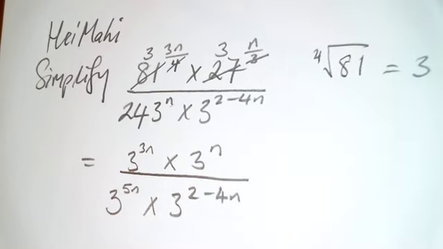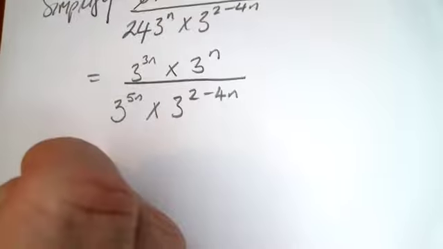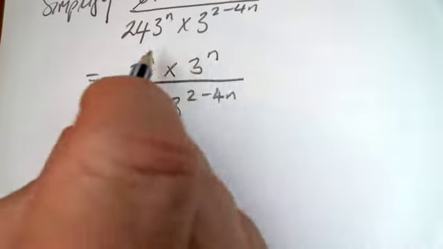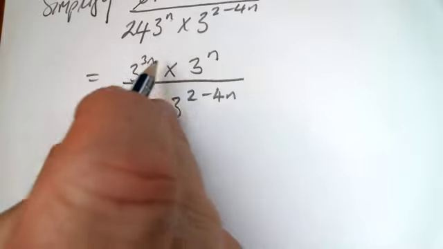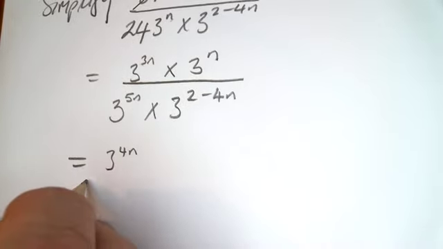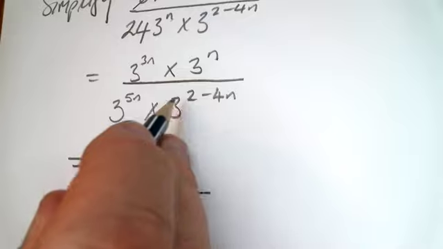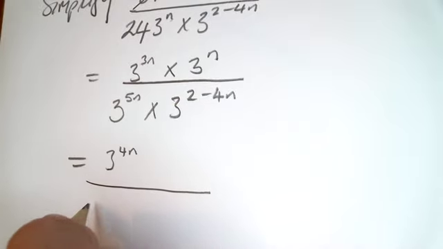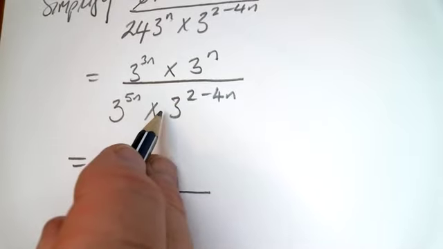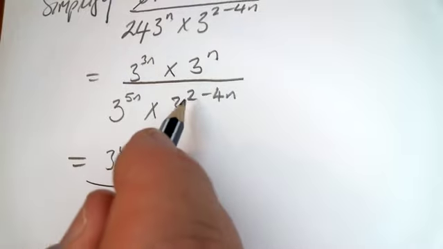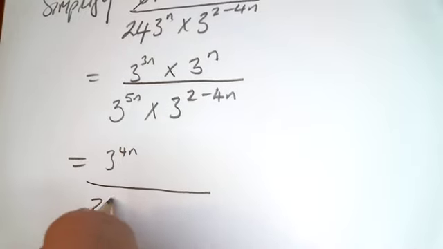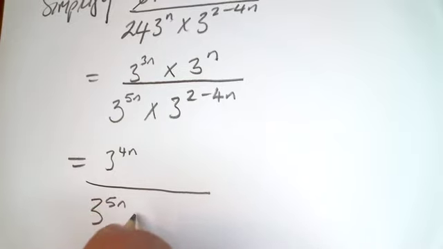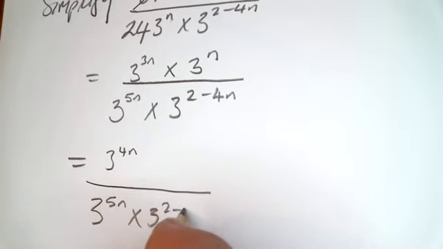So now I can just add these together, and I'll do that in a couple of steps. 3n plus n is going to be 3 to the 4n. We can just add the powers if the bases are the same. And on the bottom, we can do the same thing. We've got 3 to the 5n, and we've also got 3 to the 2 minus 4n. We could actually do this all in one go. I'm just going to rewrite it like this, by the way, times 3 to the 2 minus 4n.